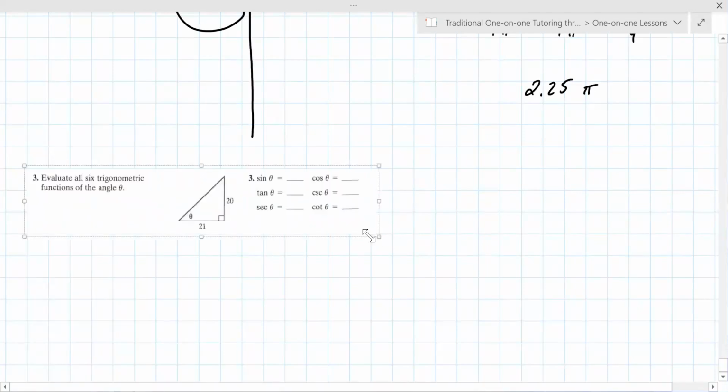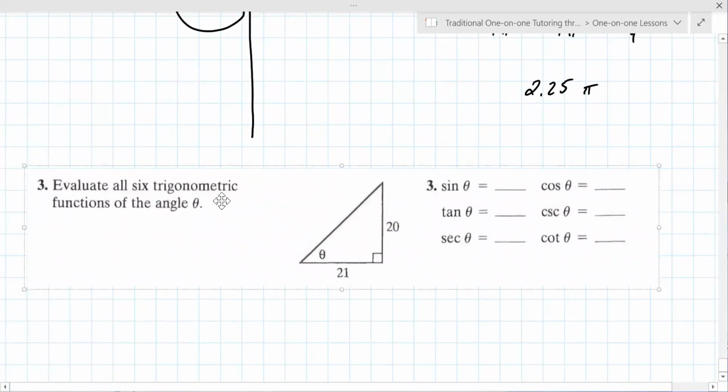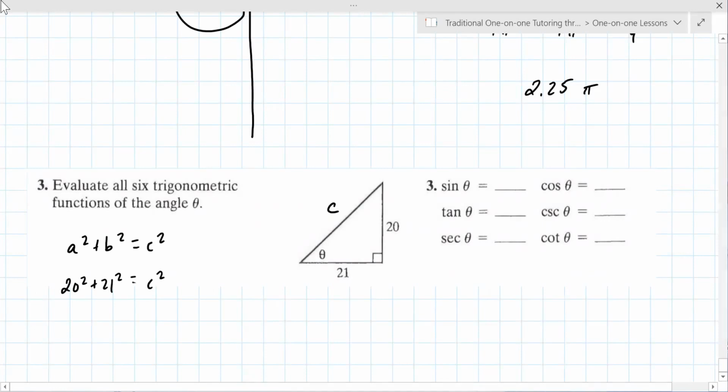All right, evaluate all 6 trigonometric functions of the angle theta. This one is a Pythagorean triple, but if you didn't know that, you would do a squared plus b squared equals c squared. So that's 20 squared plus 21 squared equals c squared. Let me check this. It seems like it should be a triple. Yeah, it's 29. So c is 29.